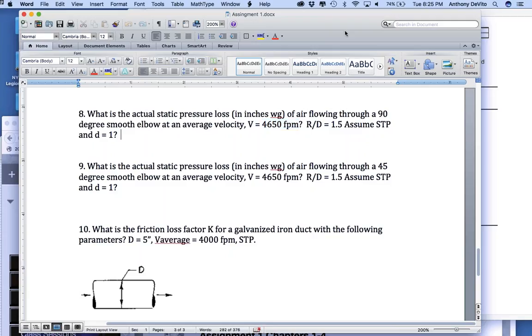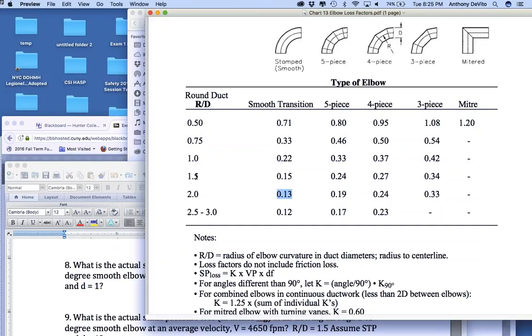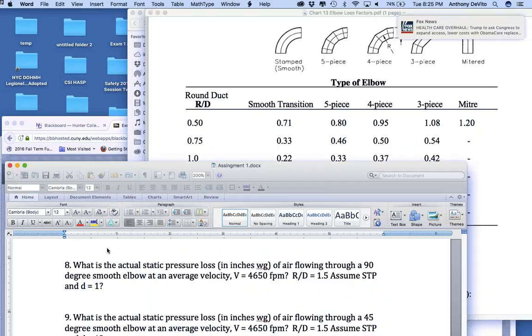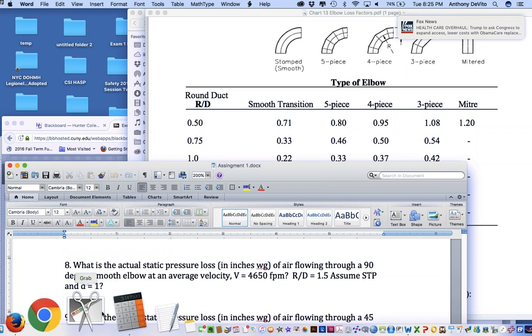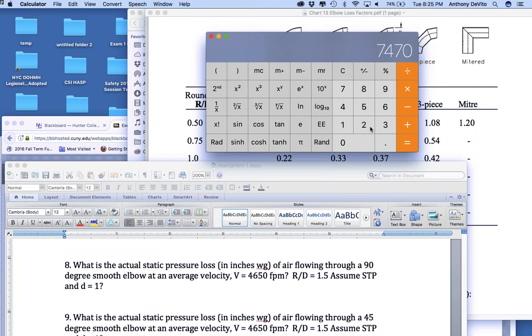The R over D is 1.5. Let's go back here. 1.5 of smooth transition is 0.15. So the loss is going to be 0.15 times 1.2. So you lost a little less than 0.2 of an inch of static pressure going through that turn. That means you have to suck that much harder, 0.2 of an inch of water harder, to make up for that turn, so you maintain the velocity that you want going through this ductwork. Okay, because that's really what we're after.